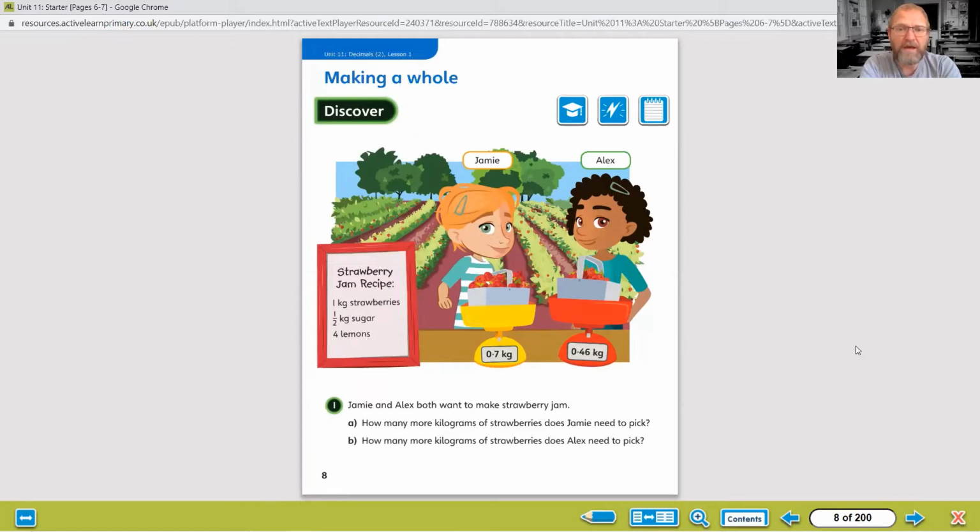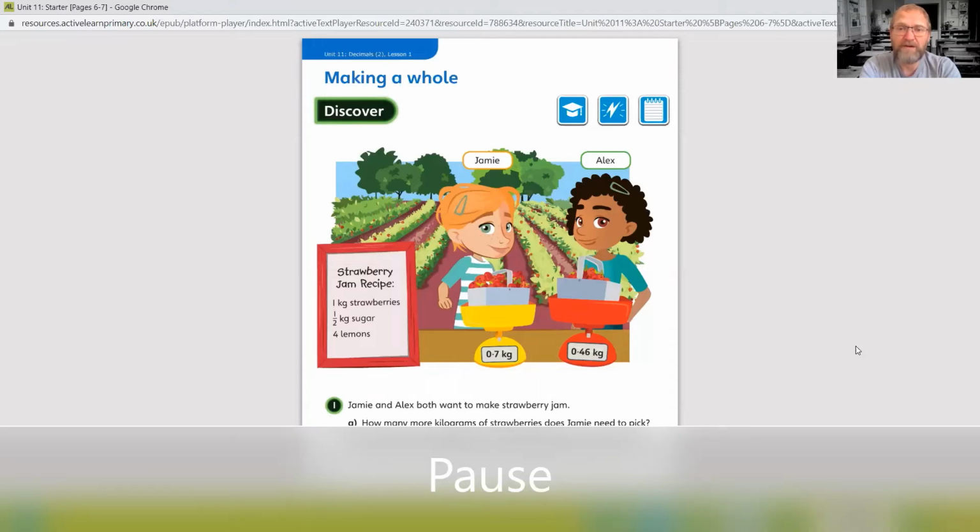Now the question says, Jamie and Alex both want to make strawberry jam. A, how many kilograms of strawberries does Jamie need to pick? B, how many kilograms of strawberries does Alex need to pick? Okay, press pause now and have a think about those questions. When you're ready, press play again.